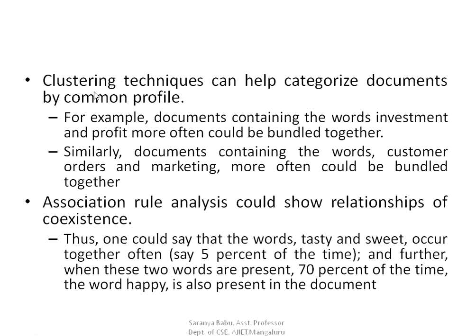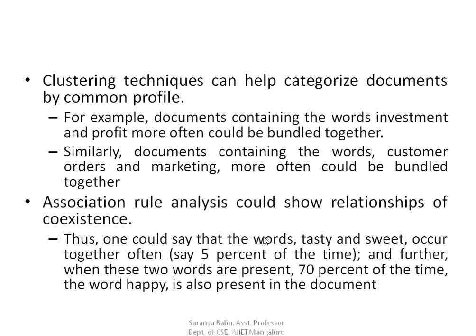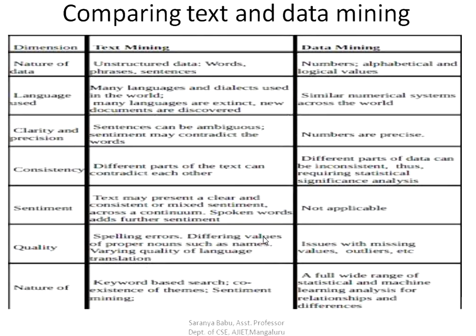So decision tree, clustering technique, association rule analysis, and also we had seen initially the regressions. The regression techniques also can be used. Regression analysis can be used. Regression, decision tree, clustering, and then association rule analysis. All this can be used. So here we are comparing text mining and data mining.